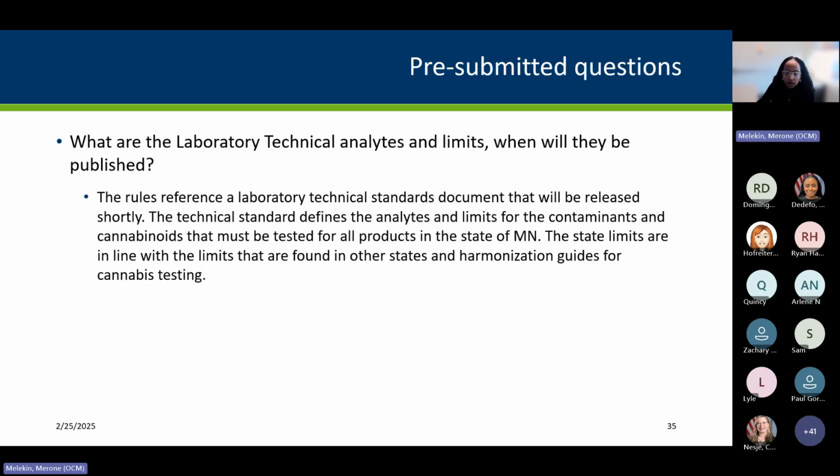And our last question was, what are the laboratory technical analytes and limits? When will they be published? And the response here is the rules reference a laboratory technical standards document that will be released shortly. The technical standard defines the analytes and limits for the contaminants and cannabinoids that must be tested for all products in the state of Minnesota. The state limits are in line with the limits that are found in other states and harmonization guides for cannabis testing. And so that was our final question that we have pre-submitted and responses.